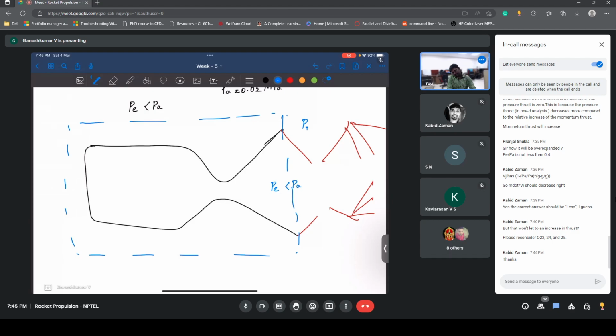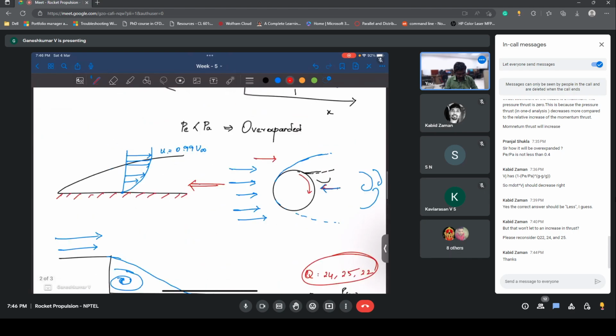But if there is a normal shock inside, which means you have a very low pressure gradient, there's going to be subsonic flow after it, and subsonic flow is actually fatal to the expansion. So if you have subsonic flow, you are not going to get any thrust, right? So that will happen. Yeah, but I will look into all these three questions, and I will let you know.